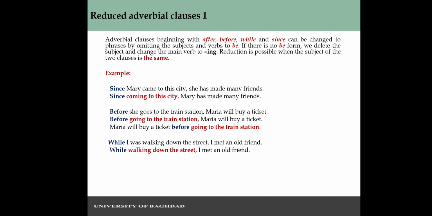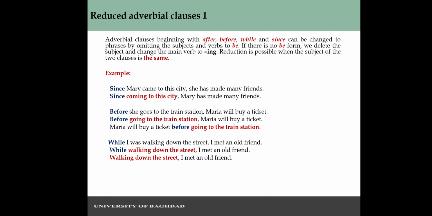We can also say here, Maria will buy a ticket before going to the train station. So I can place the modifying phrase after the main clause, after the independent clause. Another example. While I was walking down the street, I met an old friend. We have here while, and we have I and I in both clauses. So in this case, reduction is possible.